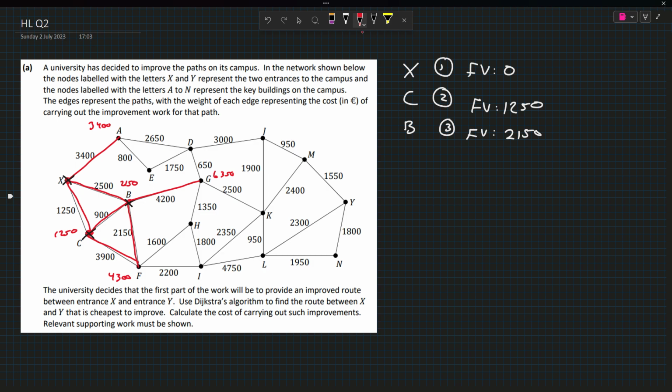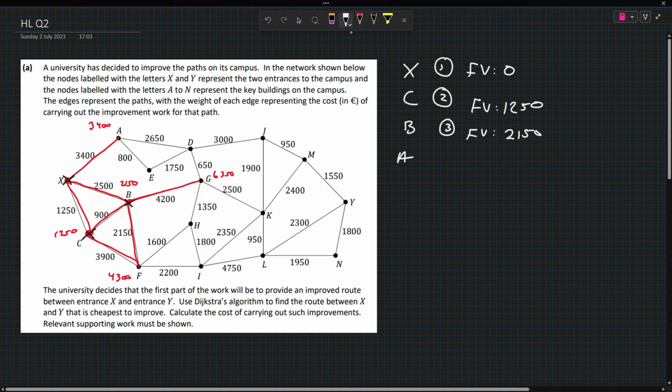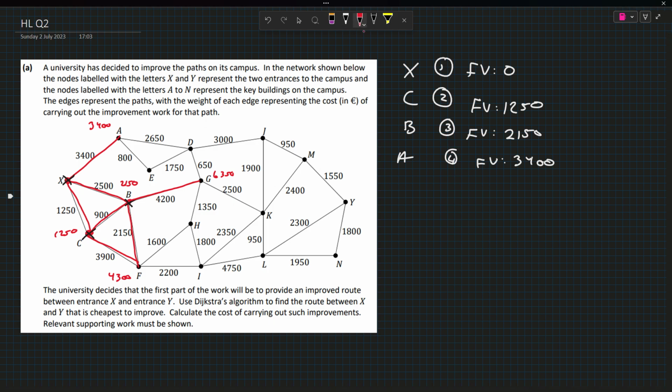So the next shortest is A, 3400. So A gets priority 4, final value 3400. So from A we can go to D for 2650. So 3400 plus 2650 gives D a value of 6050. Or we can go to E for 800, which would be 4200. So A is now crossed off.